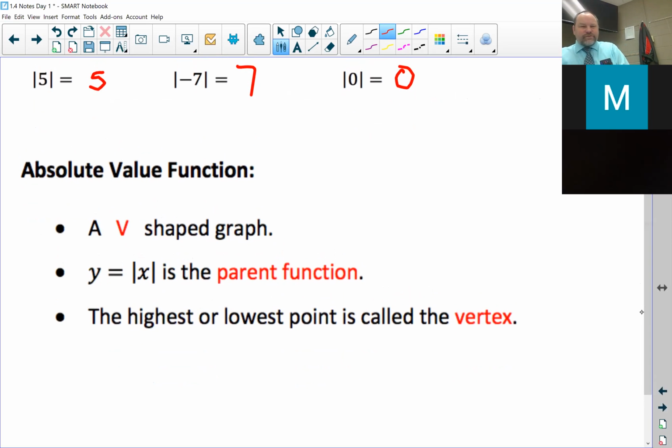When we talk about the absolute value function, when we graph it, it is a V-shaped graph. And we call y equals the absolute value of x the parent function. In other words, that's the most basic of the absolute value functions. And then we can move it all around by adding and subtracting and doing other things with it. The highest or lowest point is called the vertex. And that's going to be kind of where we start with our graphing. We always want to try to start at the vertex, and it makes things easier as we move from there.